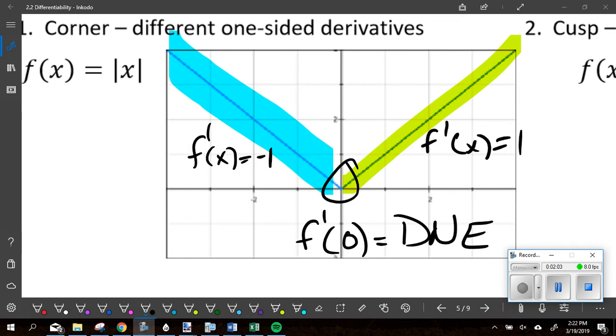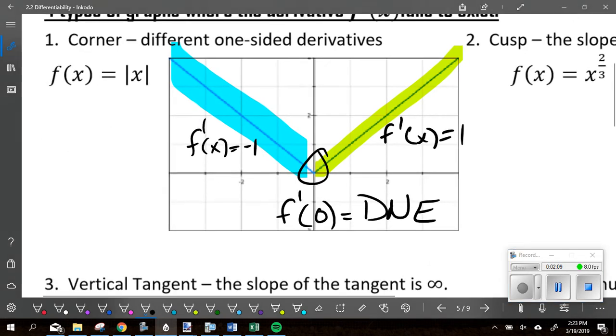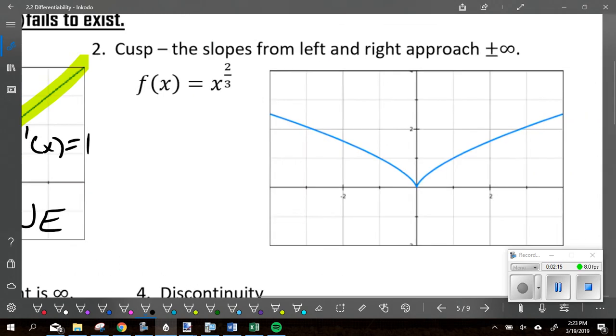You cannot find the derivative at a corner point. If you have a corner point, it is not differentiable. And so like right there, this graph is differentiable everywhere but 0. But at 0, it's not differentiable because it's a corner point. Let's look at number 2.